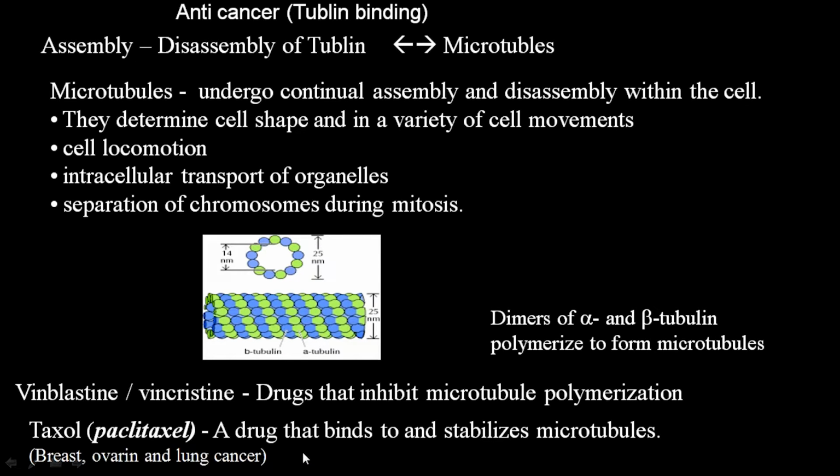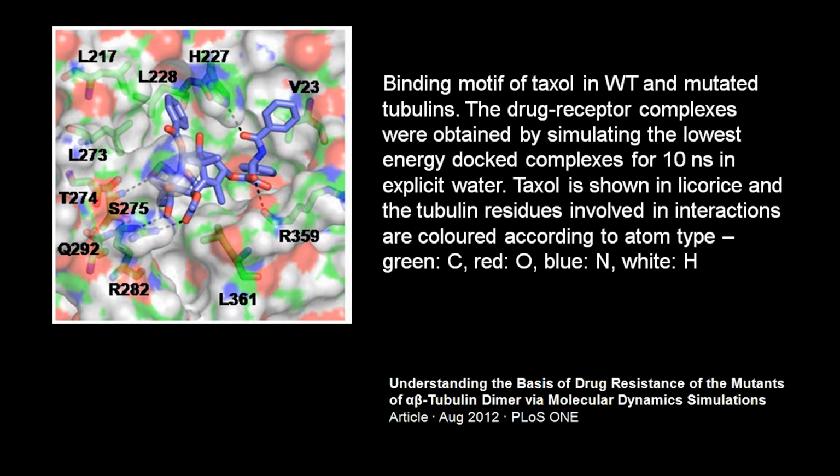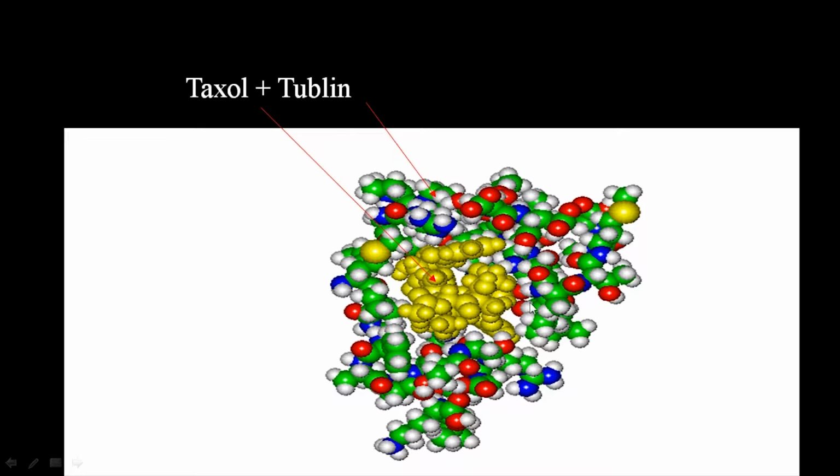Okay, so you assemble, disassemble to form these microtubules. So there are drugs which prevent the assembly. There are drugs which prevent the disassembly also. Okay. So as you can see, Taxol binding to certain mutated tubulins is taken from this particular reference book. Okay, so we have the active site shown in this picture. Taxol binding into the active site. Okay, the red ones are oxygens, blues are nitrogen, green are carbon, and whites are hydrogen.